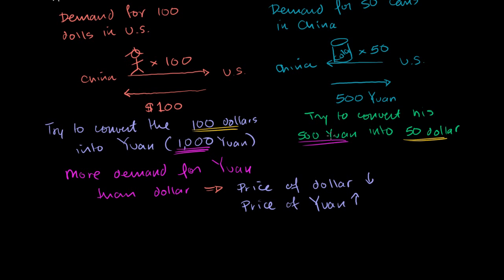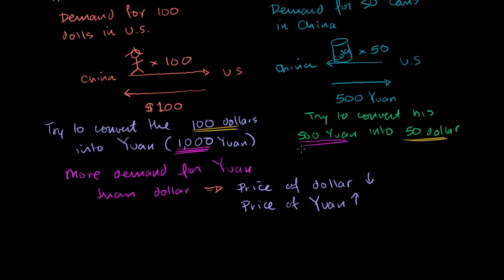And then maybe he'll keep saying, well, you know what, instead of giving me a dollar for every 10 of my yuan, why don't you give me a dollar for every 9 of my yuan? Or eventually, why don't you give me a dollar for every 8 of my yuan? And so he'll keep raising the price of the yuan. He'll keep giving fewer and fewer yuan for each dollar.